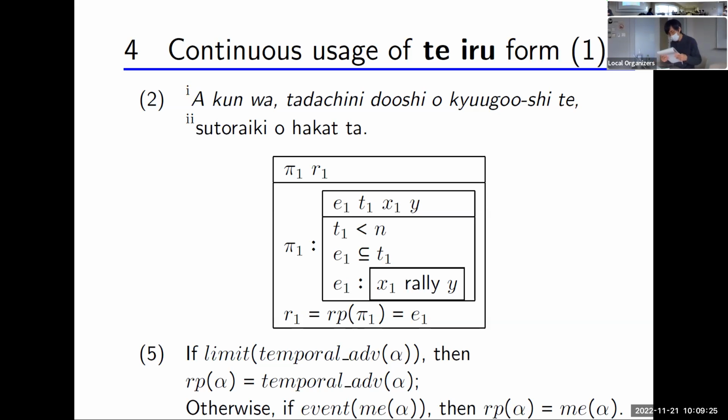Of the four usages of the tail form, let's focus on the continuous one. So let's see how the tense and aspect work in this text. Okay, this is actually the first part of the text. Okay, let's see how this is analyzed. Now, the first sentence, the first clause says, A君は直ちに動詞を記号して。Oh, so that actually means a student named A rallied, so called for his fellow students to gather.